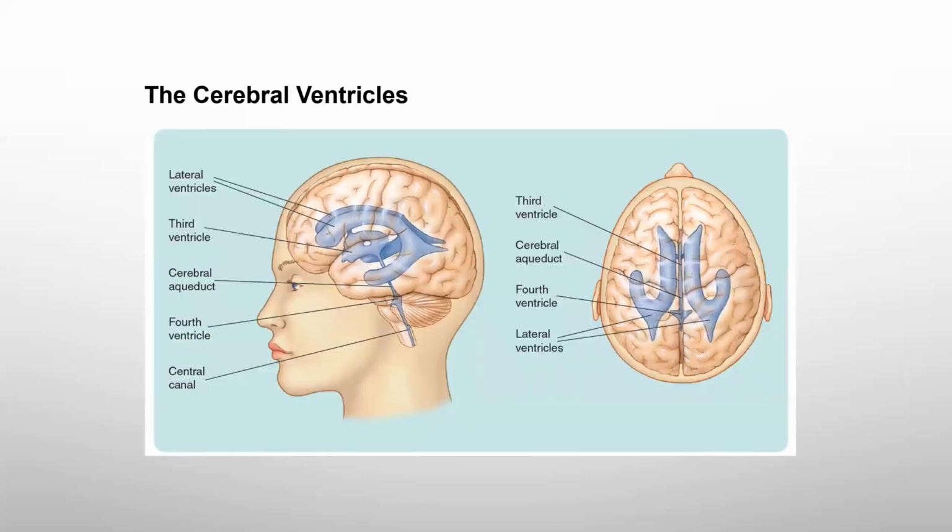Okay, so let's look at these visually. In this picture, you're looking at the lateral ventricles. Remember, the choroid plexus is in the lateral ventricles, producing the cerebral spinal fluid. And the fluid runs from the lateral ventricles to the third ventricle to the cerebral aqueduct, and then to the fourth ventricle to the central canal. Okay.